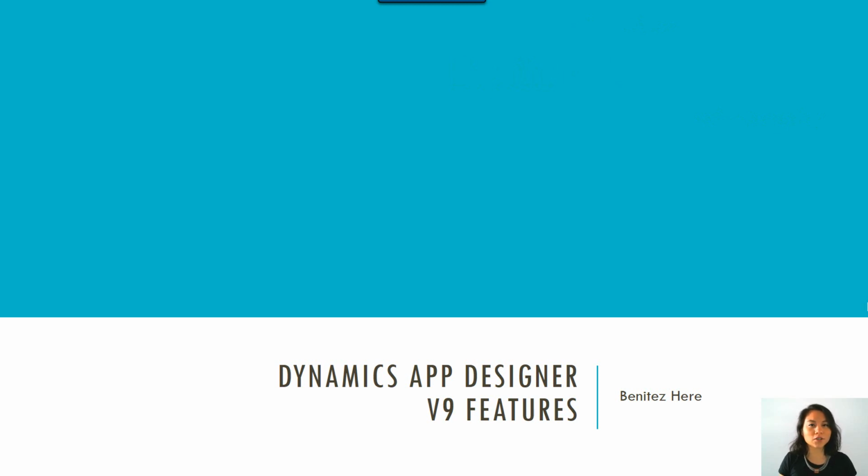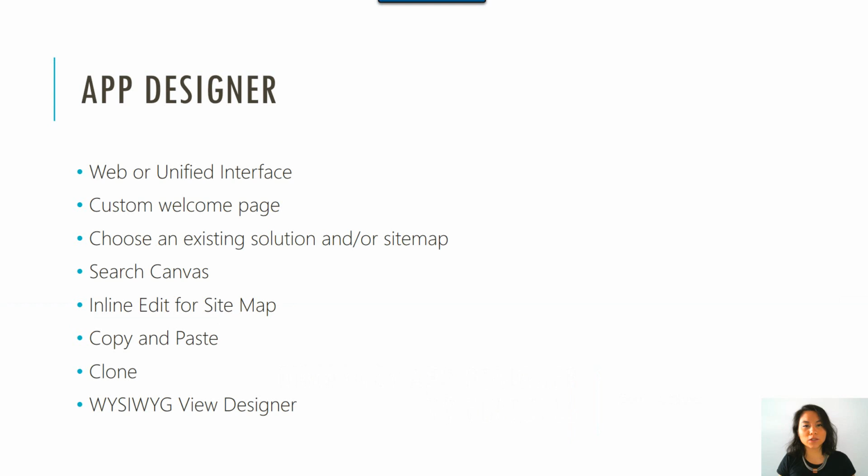So I presented these features quite recently at the last Melbourne Dynamics user group of the year, and the following is what I shared. I'm going to be going through the new features that have been made available since the version 9 release. You can now design an app for the web or using the unified interface, so that if you're browsing on your tablet and device, you can use an app. You can apply a custom welcome page, which is great, and you can also choose which solution or sitemap you want the app to be associated with.